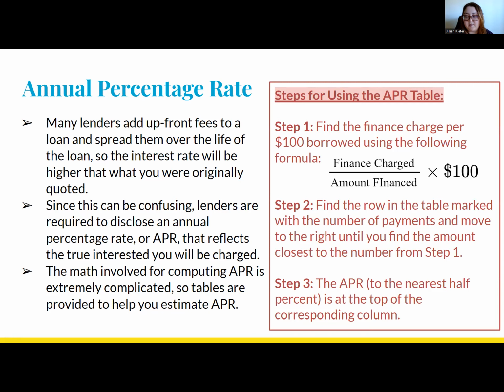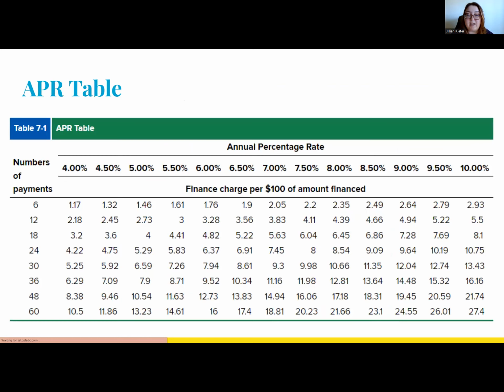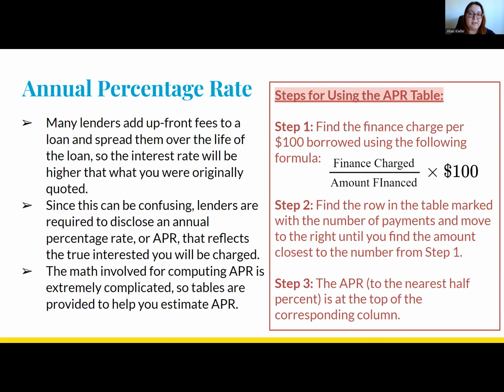So our table is this table here. We have the APR table. There's number of payments, which you'll follow on the left column, and then the annual percentage rate is across the top. And then we have a finance charge per $100 of amount financed. So this is where those key terms are going to start popping up. Let's go back and look at the steps for using the APR table.